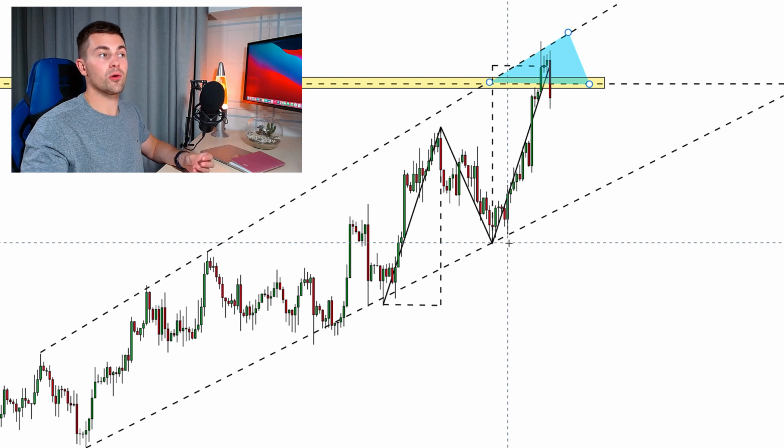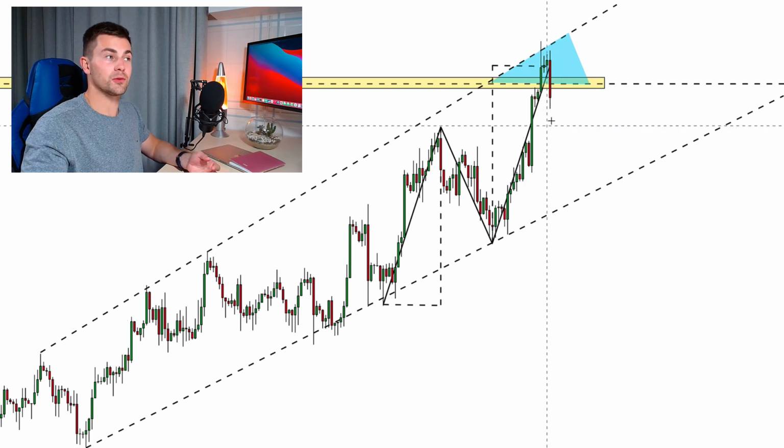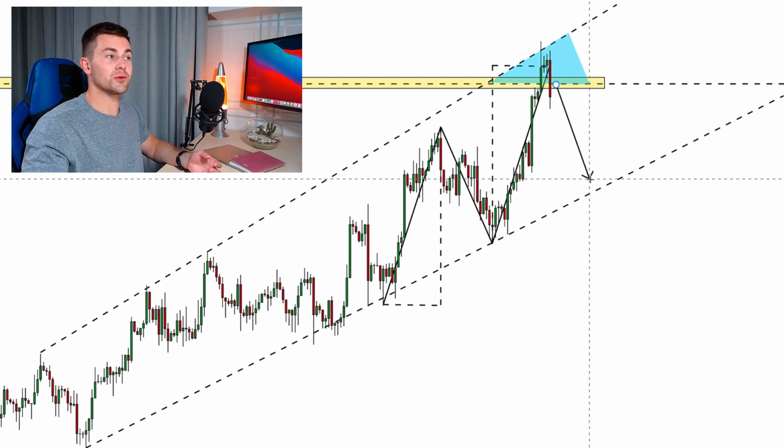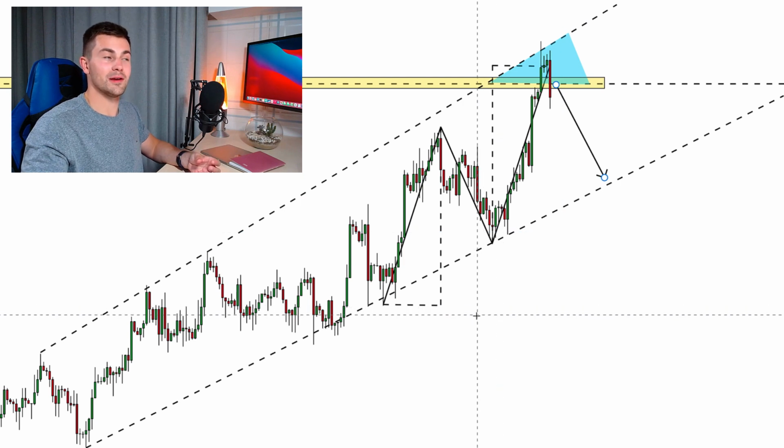And where will the price go after the completion of this harmonic movement? The price will go to the closest strong structure, and our closest strong structure is the support of this channel. Yes, so this is how we make the predictions with that.